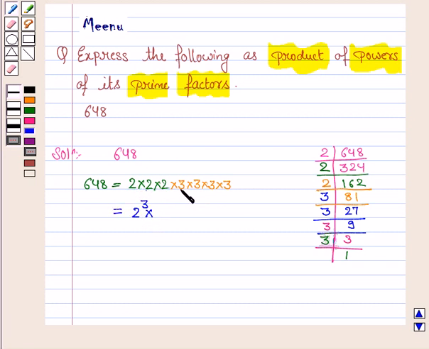And now we are multiplying 3 four times, so the exponent form of 3 into 3 into 3 into 3 would be 3 to the power 4. So we have expressed 648 as product of powers of its prime factors. And it is 2 raised to the power 3 into 3 raised to the power 4.